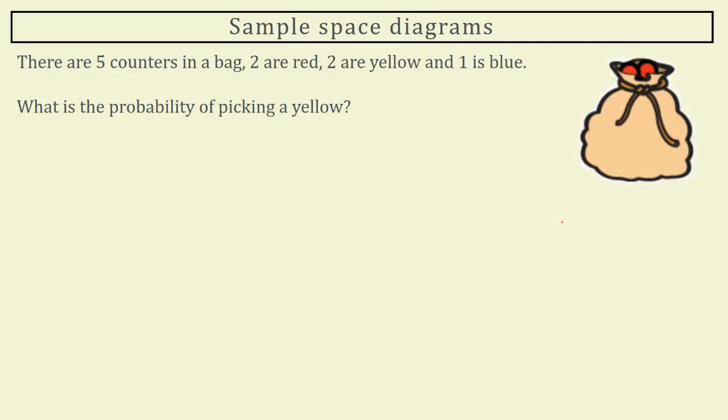All right, let's have a look at another kind of situation that we can sometimes get. So we've got 5 counters in this bag here, and I'm saying that 2 of them are red, 2 of them are yellow, 1's blue. If I just take a counter out of this bag, what's the probability I get a yellow one? Well, there are 5 counters altogether, and 2 of them are yellow. So what do we think? Hopefully you're thinking that it should be 2/5. Okay, 5 counters in there altogether, and 2 are yellow, 2/5.